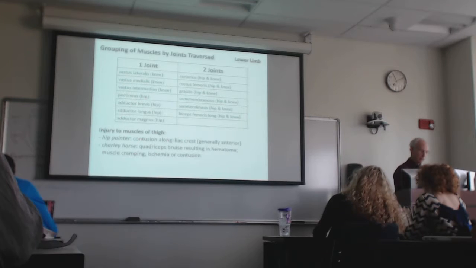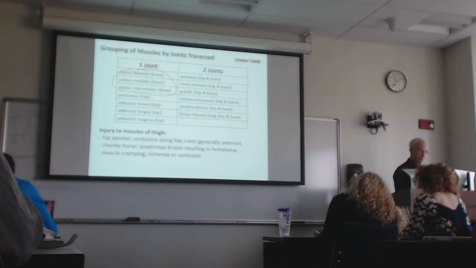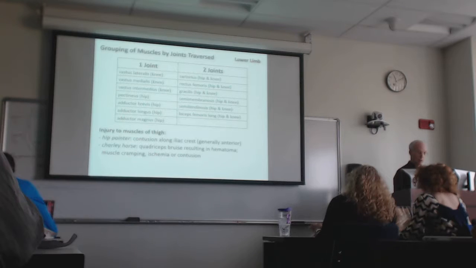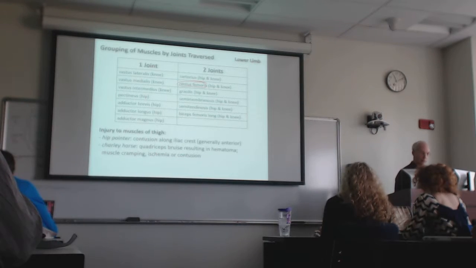What do the vastus family have in common? Which compartment are they in? Anterior. So the vastus muscles act exclusively on the knee, and that's virtually the entire anterior compartment, with the exception of the rectus femoris. And the rectus femoris is unusual in that it extends over both the hip and the knee. But for the most part, the vastus muscles are all just acting on the knee.